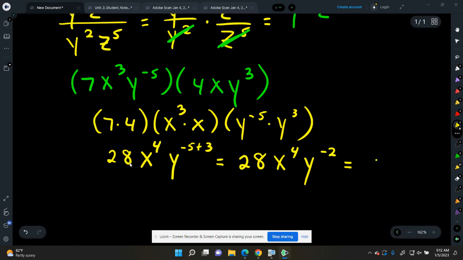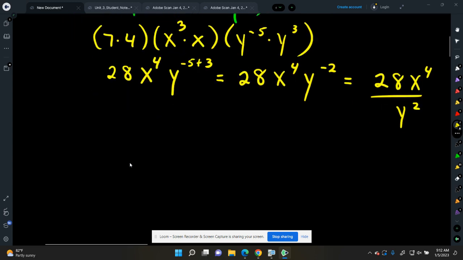Now, I don't want to keep a negative exponent, so what do I do? Wait, would you count it correct if you left it like that? No. 1 over y. We're going to move the y down. Right. There you go. Okay. So that was number 5.